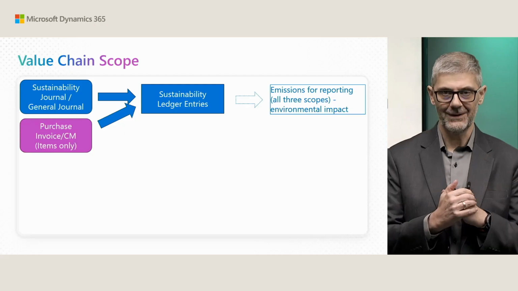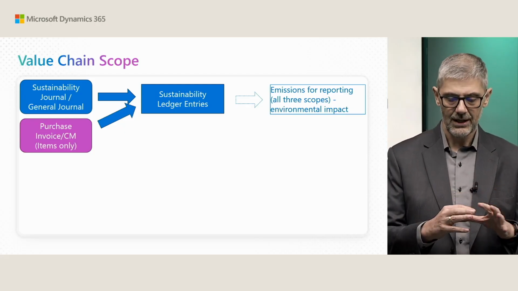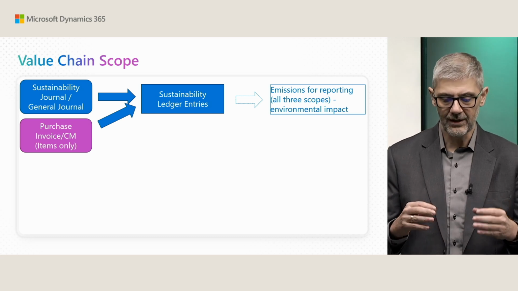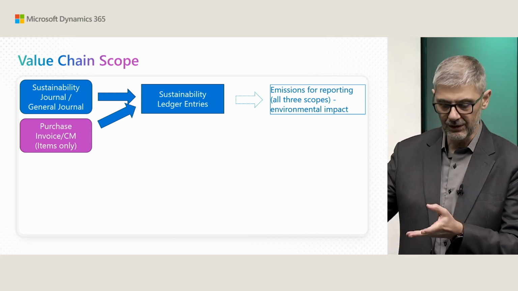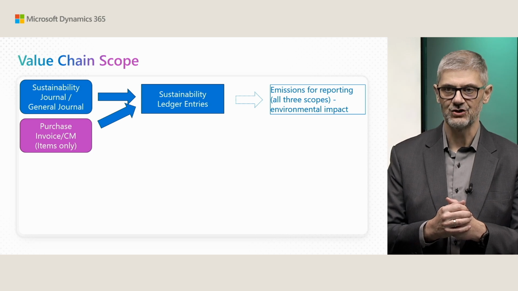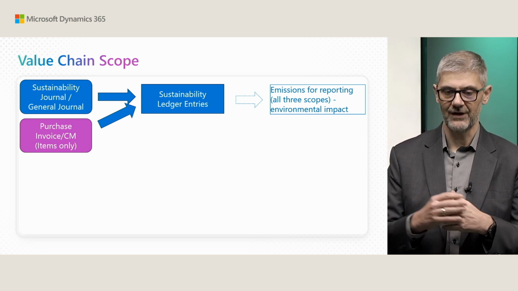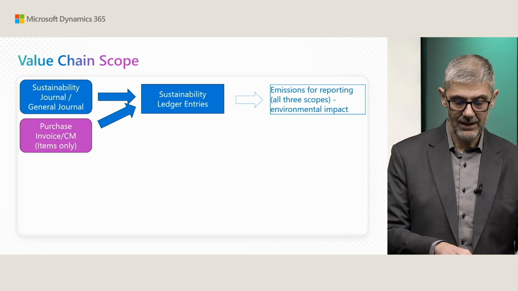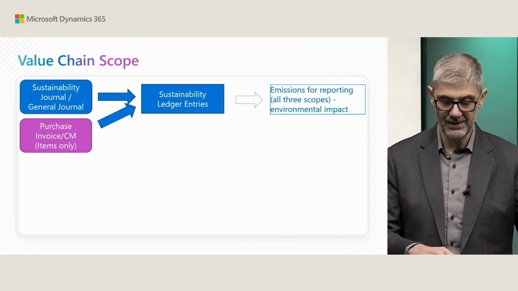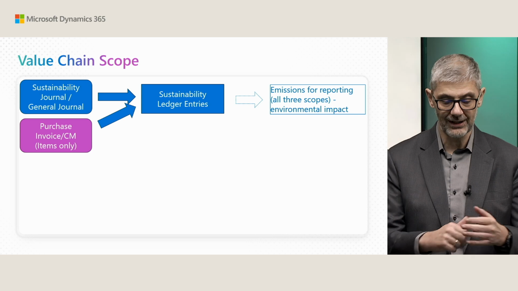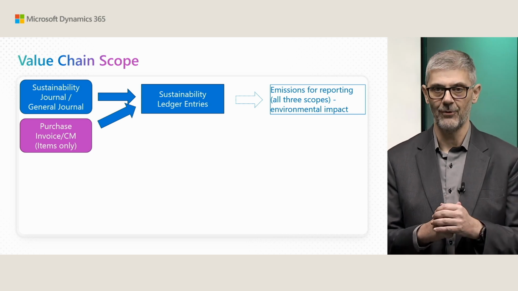Let's remind what we had earlier. Earlier, we supported only reporting to sustainability ledger entry, so we could report official requirements to specific governments and authorities, and we could use as a source sustainability journal, and from this wave general journal, and also purchase invoice or credit memo as well.